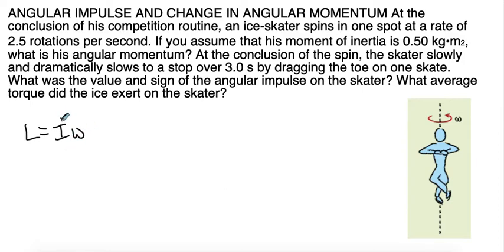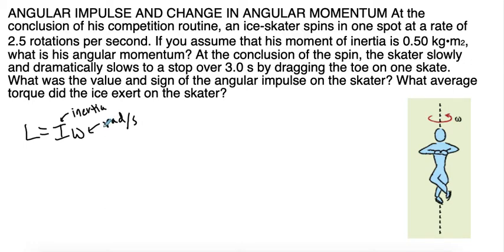Okay, so we have to figure out or know what the inertia is of the object, which we could figure out, or it might be given. And then we're going to have to figure out what the rotational velocity would be in radians per second. Okay, so that would be our angular velocity.